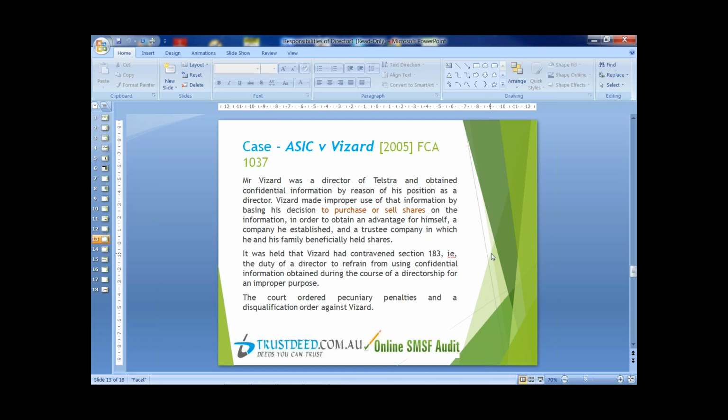There is a case of Wizard, where Wizard was a director of Telstra and acquired confidential information due to his position as director. He used this information for his own benefit by indulging in purchase and sale of shares of the company. The court found Wizard guilty of breach of his duty under Section 183 and ordered pecuniary penalties and passed a disqualification order against Wizard.